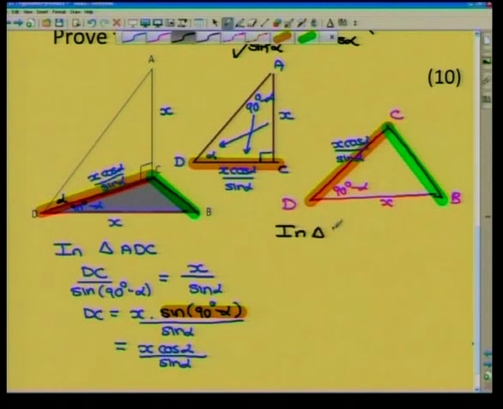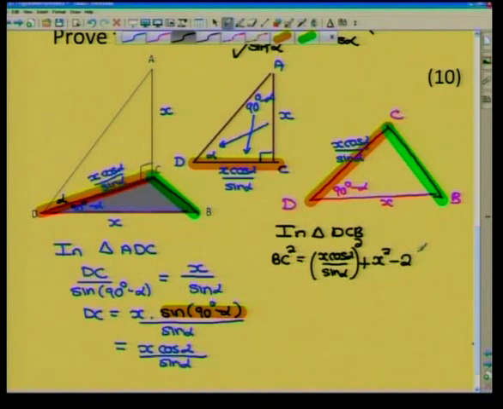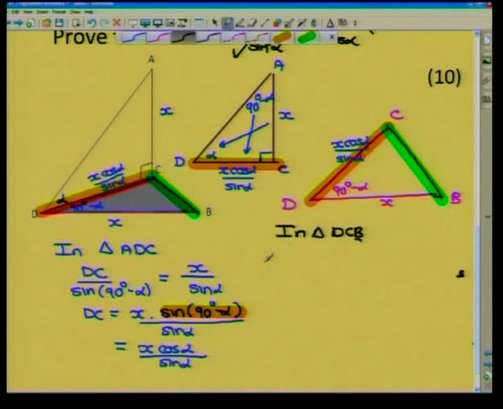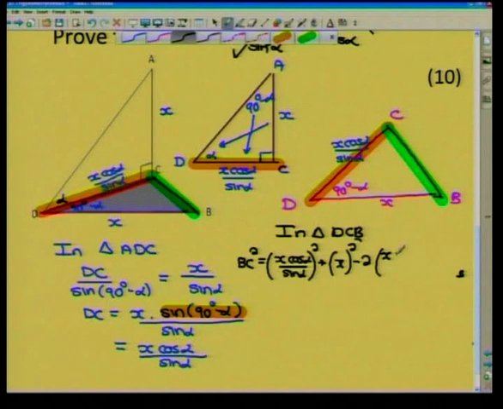So in triangle DCB, we are going to look for this. We're going to say BC squared equals this one squared, which is x cos alpha over sine alpha squared, plus this side squared, which is x squared, minus 2 times this side times that side, the cos. I think I've made it a little bit too squashed, so let's just move this whole thing a little bit along. I'm just going to do it again more over, because otherwise you can't see what I'm doing. So BC squared is equal to the first side, x cos alpha over sine alpha squared, added to the other side squared, minus twice the product of these two sides.